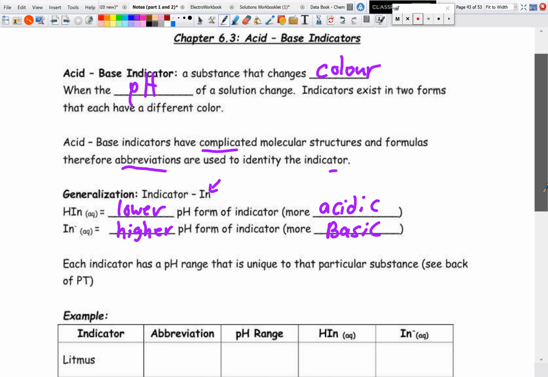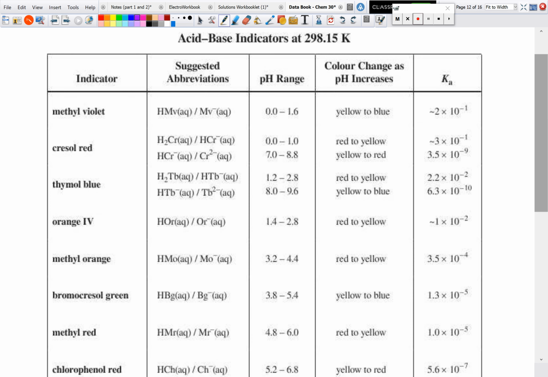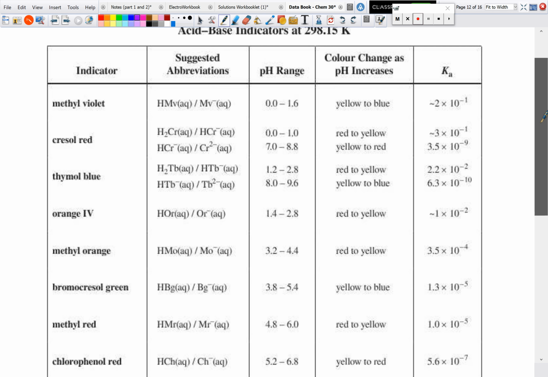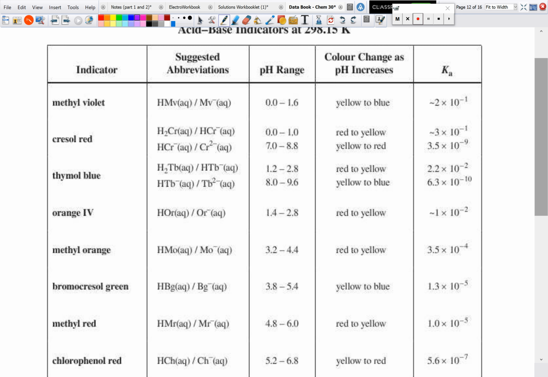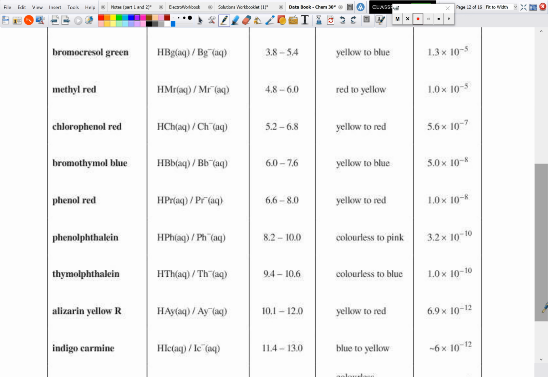So of course you do have a bunch of these on the back of your periodic table. Now this isn't exactly the one you have, but it's very similar, where you have acid and base indicators. So we have the indicator name and the suggested abbreviations here. Like for methyl violet, we see MV for methyl violet. In the acidic form, we see HMV. For the basic form, just MV minus. All right, so all these here have their abbreviations.